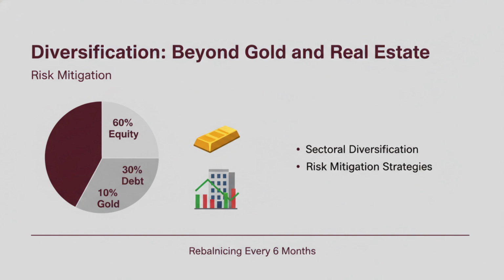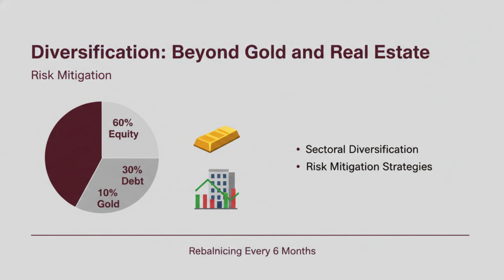Traditionally, we Indians love our gold and zameen, isn't it? While these are good, a modern portfolio needs much more than that. You need a proper mix of equity, debt, and maybe some international exposure to balance the risk. We call this asset allocation. If the Nifty is down, your debt portion provides the cushion. If inflation is rising, your equity portion helps you outpace it.